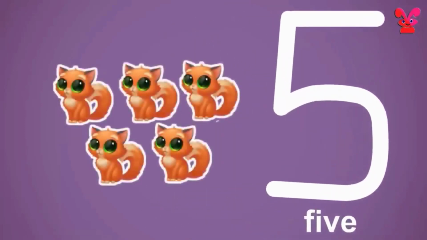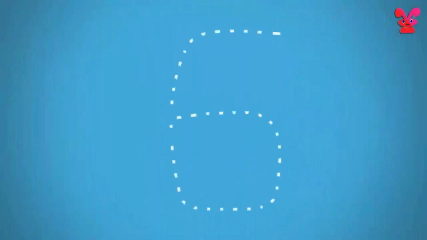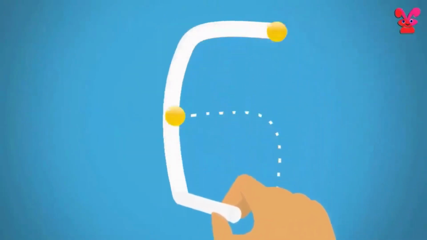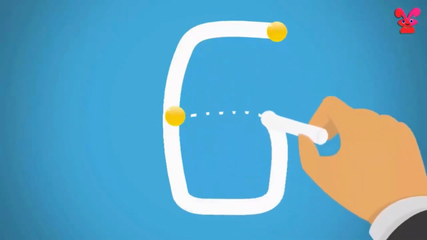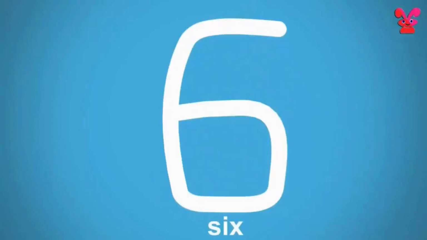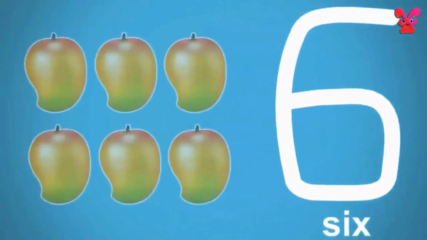5 cats. 6. Follow the dots to write the number. 6 mangoes. 7. Follow the dots to write the number.